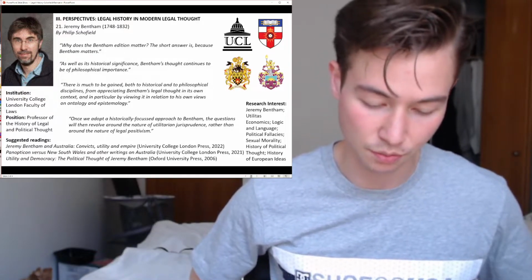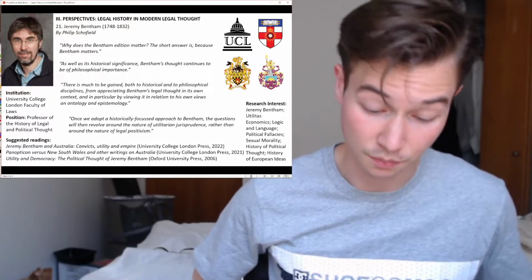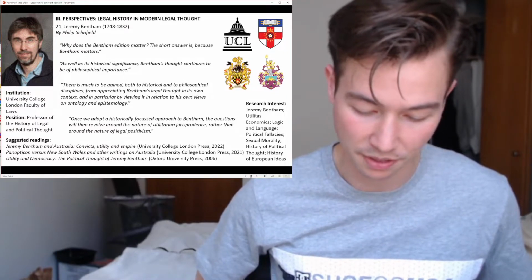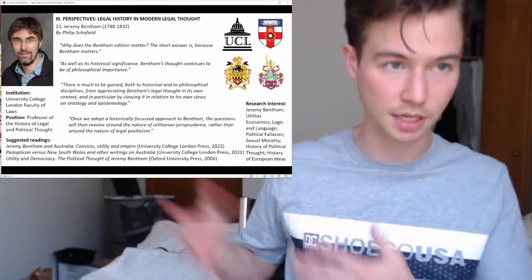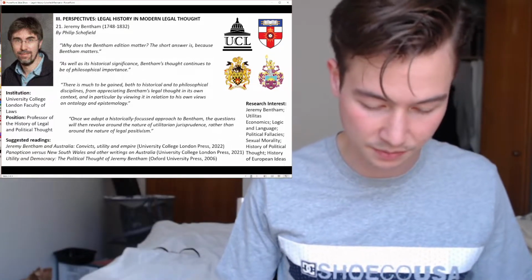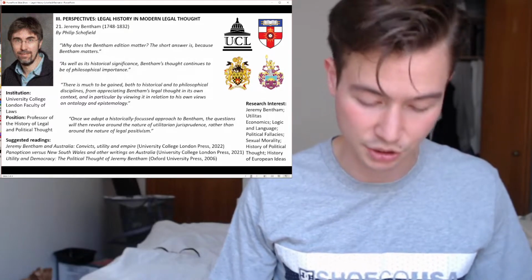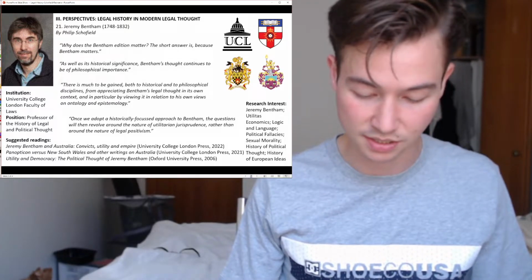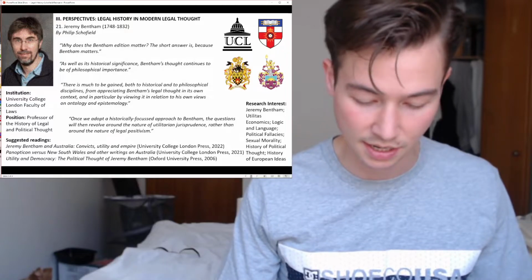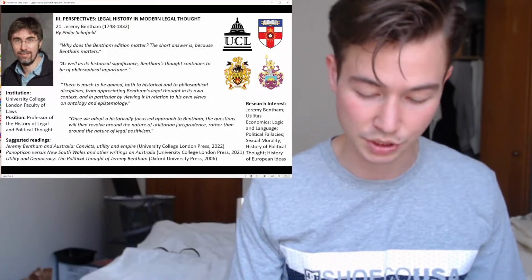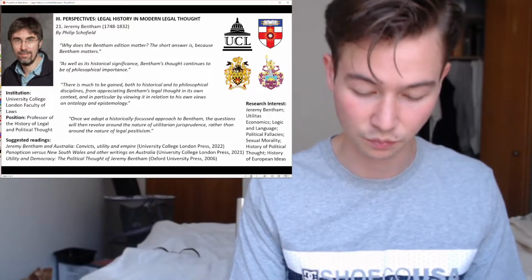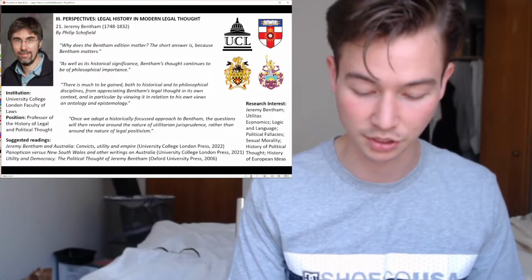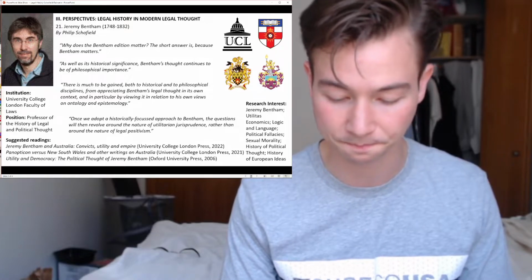Some of his notable books are Utility and Democracy: The Political Thought of Jeremy Bentham, published by the Oxford University Press in 2006, the same as the Oxford Handbook of Legal History. And this book actually received the W.J.M. Mackenzie Book Prize in 2006 from the Political Studies Association. As well, he wrote Bentham: A Guide for the Perplexed, published by Continuum in 2009.